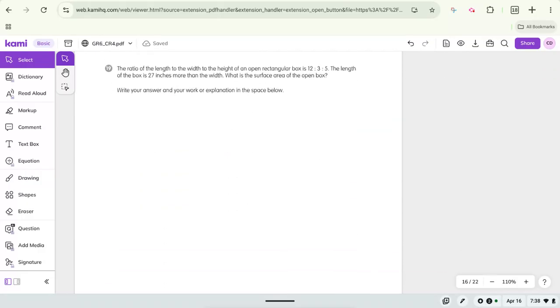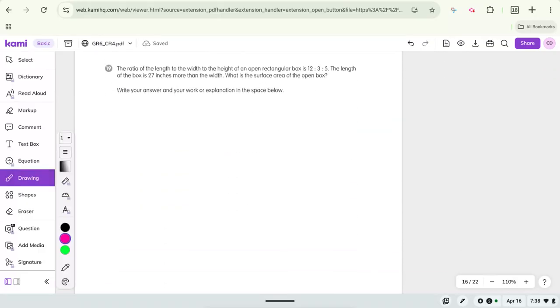Number 19. The ratio of the length to the width to the height of an open rectangular box is 12 to 3 to 5. The length of the box is 27 inches more than the width. What is the surface area of the open box? Write your answer and your work, or explain in the space below. All right, so we're given a ratio for the length to the width to the height. It is 12 to 3 to 5.